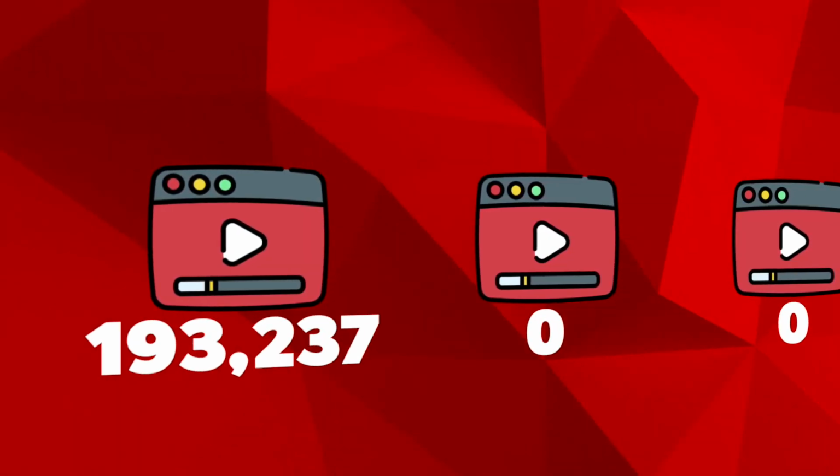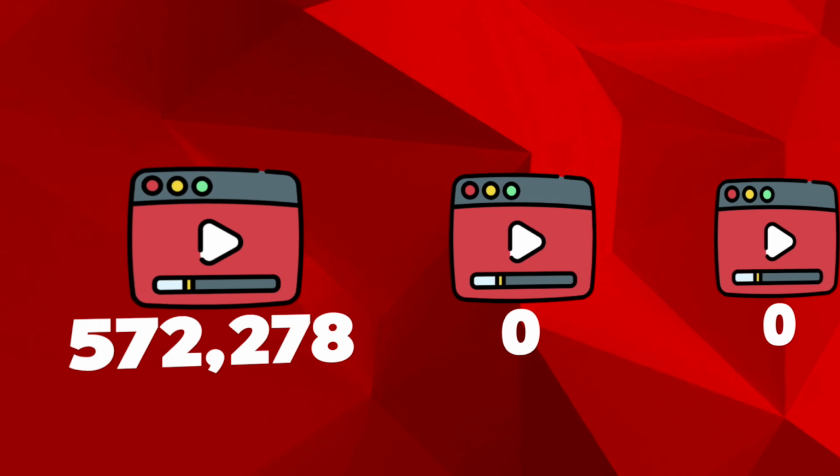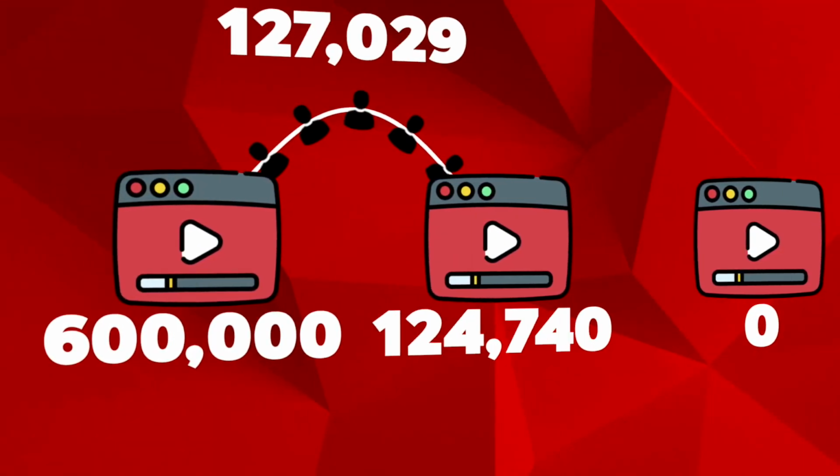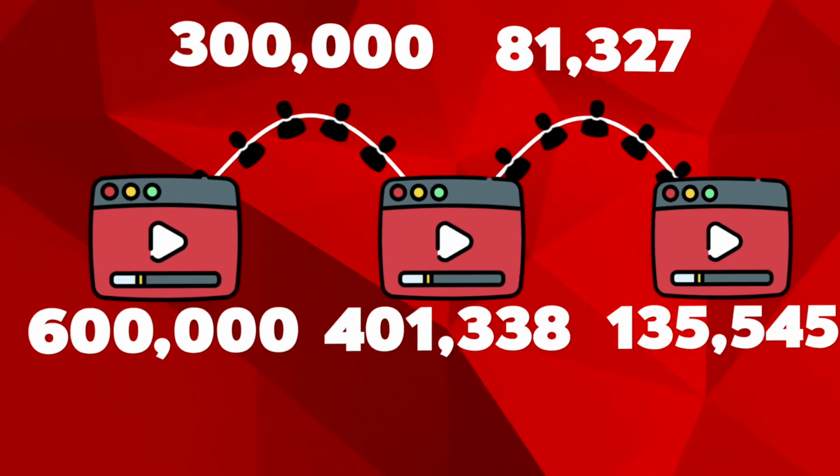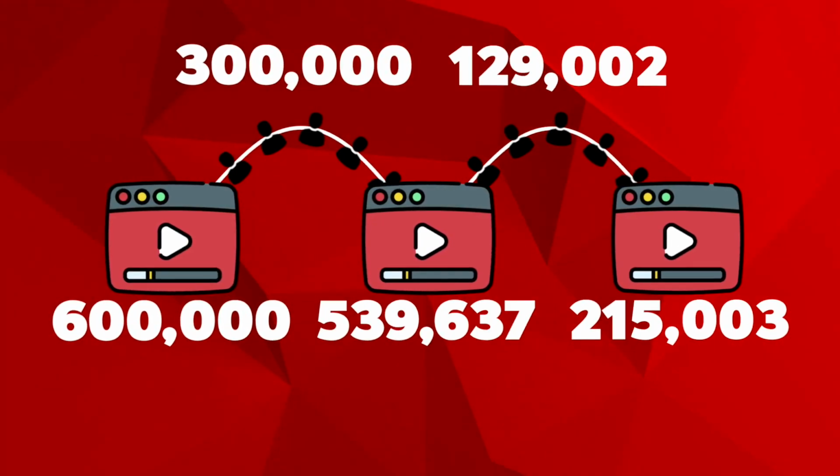Through this technique, you can get a video, let's say for example, getting 600,000 views, and then from that video, it can get half of that amount of views, 300,000, pushed onto another video. And that's what the consecutive content technique does.